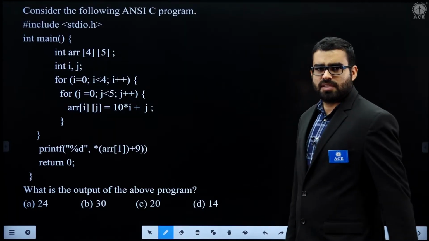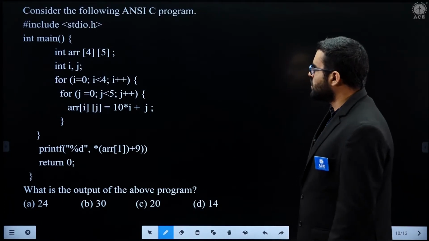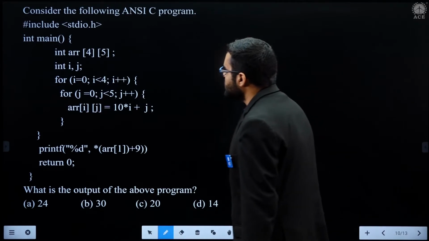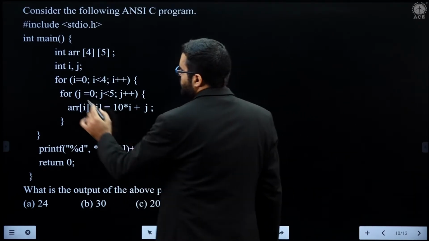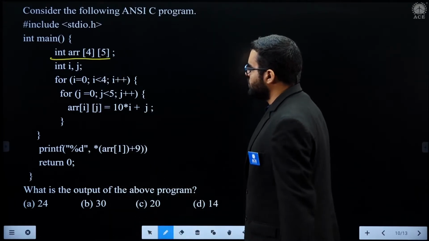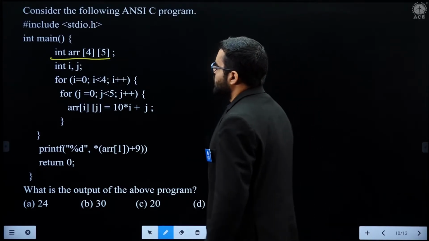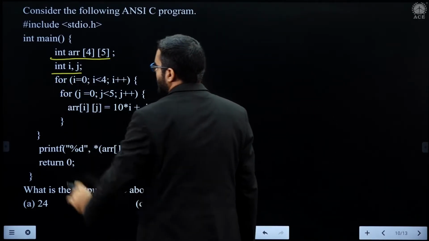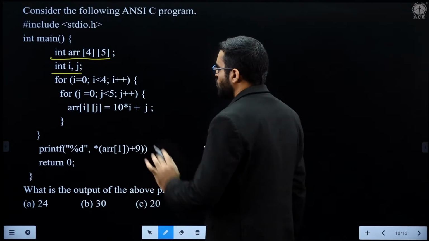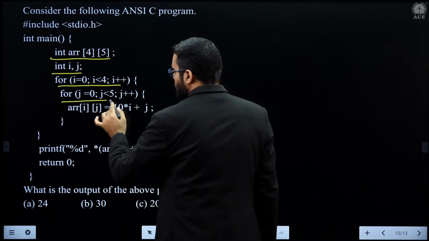Let's solve this question. This is a GATE 2021 set 2 question. This C program is given to us, and what is this program doing? There is an array of size 4 by 5, so we have 4 rows and 5 columns. Next we have 2 local variables, i and j. Then we have nested loops, a for loop, and inside this for loop we have another loop.